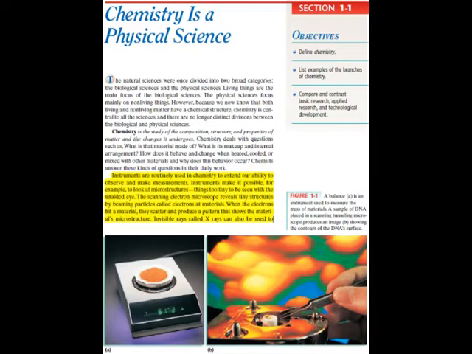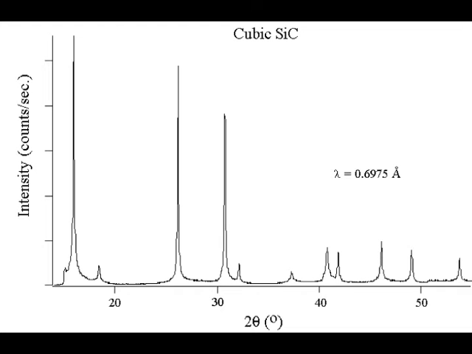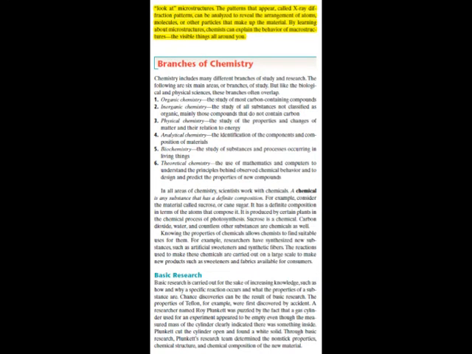Invisible rays called X-rays can also be used to take a look at microstructures. The patterns that appear, called X-ray diffraction patterns, can be analyzed to reveal the arrangement of atoms, molecules, and other particles that make up the material. By learning about microstructures, chemists can explain the behavior of macrostructures, which are the visible things all around you.